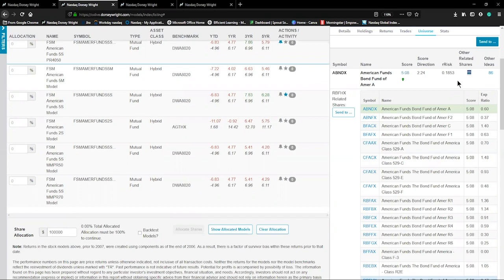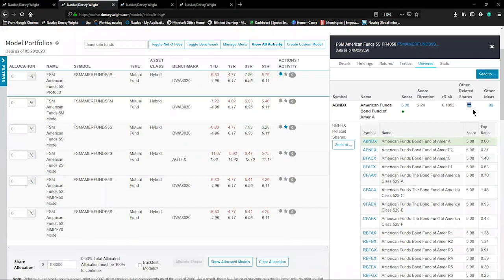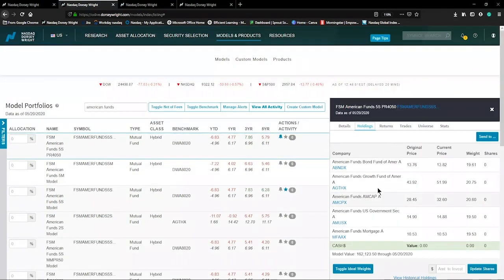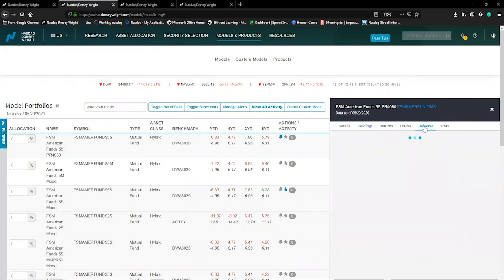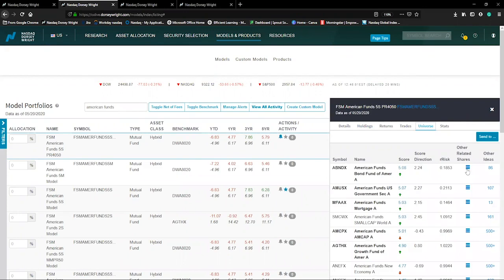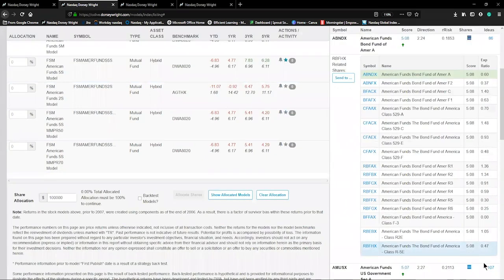And one thing, as we're wrapping up with some of these mutual fund models, at least for the time being, I want to point out this other related shares function. We understand that many of you are allocating in different account styles and using different share classes. So if you are, let's say, following a model like the American Funds 5S, and you are looking to use an alternate share class that's outside of the A share, which is our typical parent or primary share class, you can then come to the universe of the model and click that other related shares button to get all the other share classes and expense ratios available.